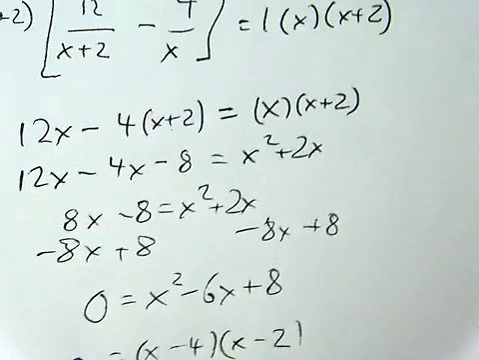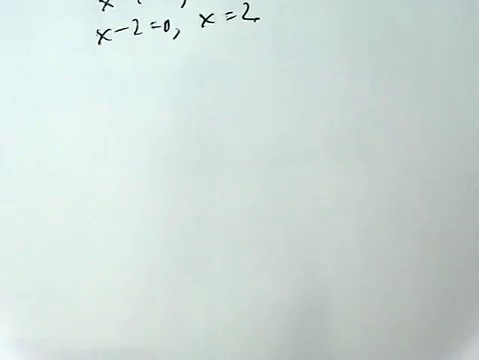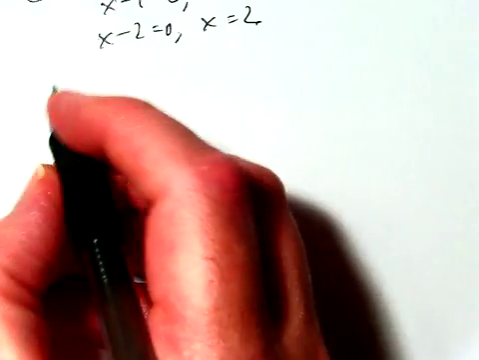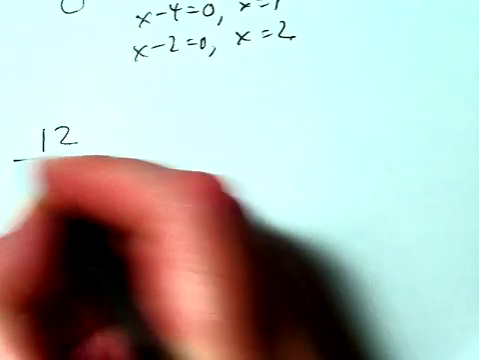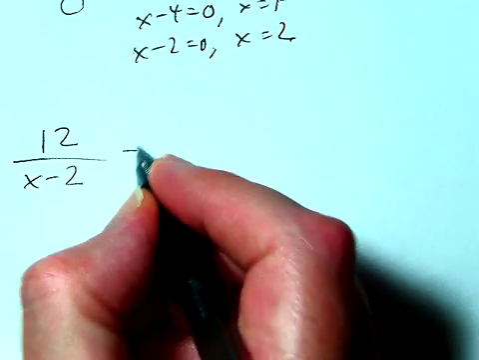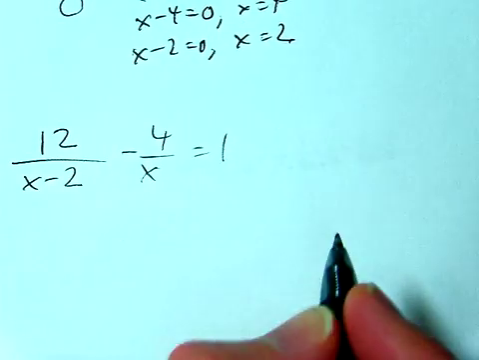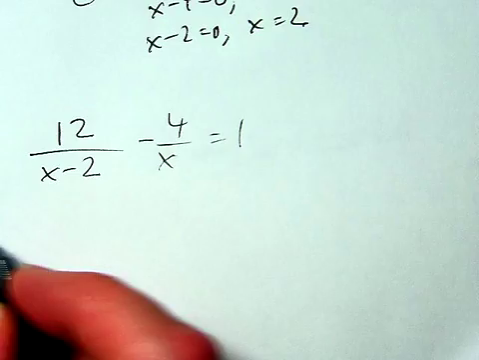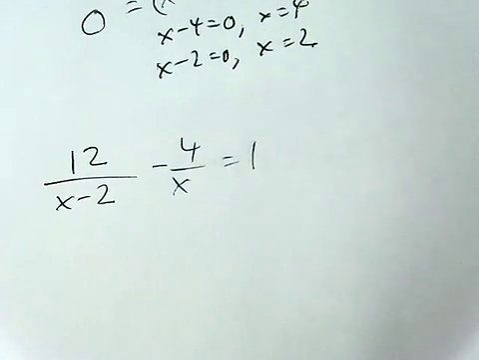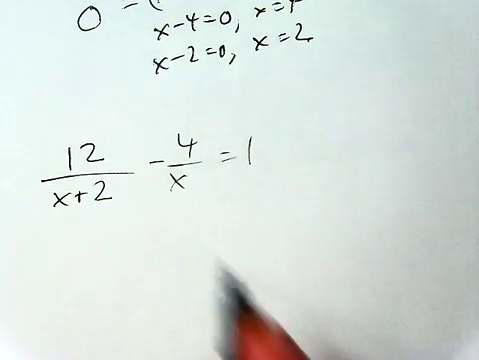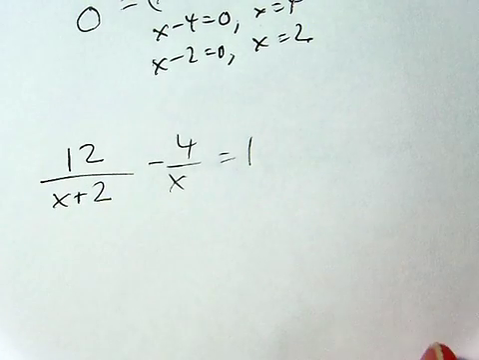So let's go to the original equation. I'll write it down a little bit below here. It was 12 over x minus 2 minus 4 over x equals 1. So let's try x equals 2 into this. Whoops, did I copy it correctly? I'm sorry. I made a very bad mistake. I wrote x minus 2 instead of x plus 2. It's a very significant mistake.